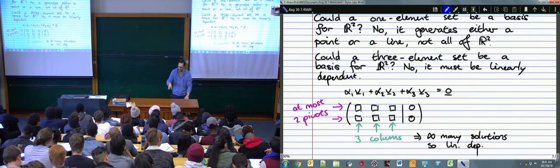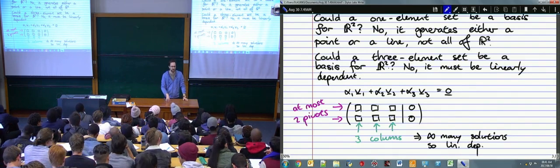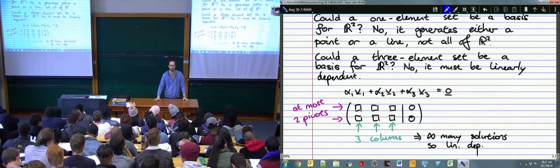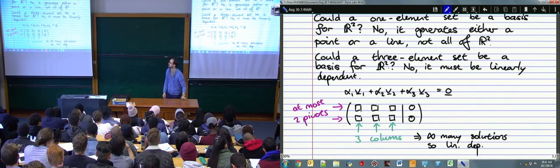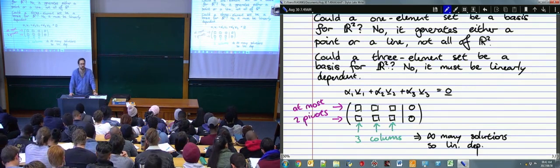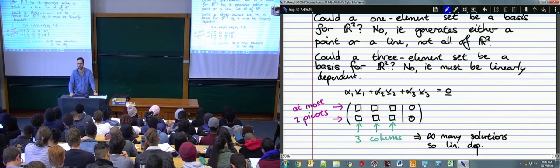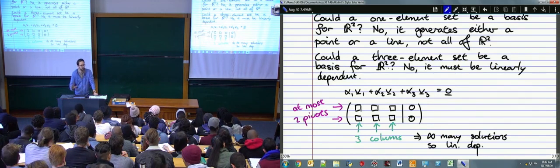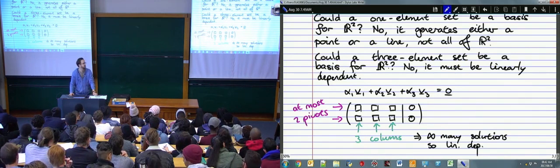Okay. And this is something we're going to see more generally. If you've got an n-dimensional vector space, any set of more than n vectors will be linearly dependent. So if you've got a set of 6 vectors in R5, you don't have to do any calculations to decide if it's linearly independent or dependent. It's linearly dependent. There are just too many vectors in that set, right?